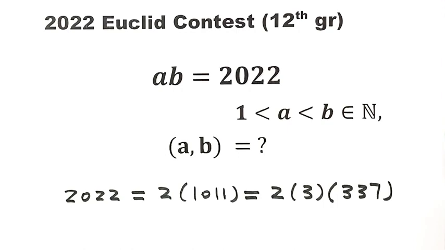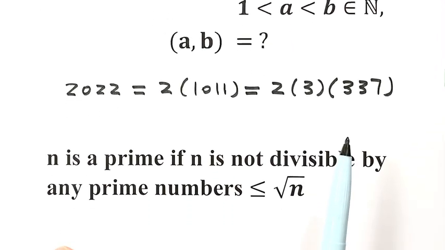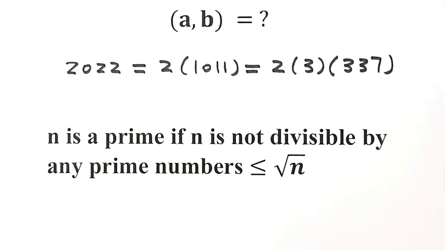Here we can use a basic rule. The rule is n is a prime if n is not divisible by any prime numbers less than or equal to square root n. That means by checking the prime numbers less than or equal to square root n, we can determine if n is a prime number or determine the other prime factors. Okay, so now let's see. So for our case, here n is 337.